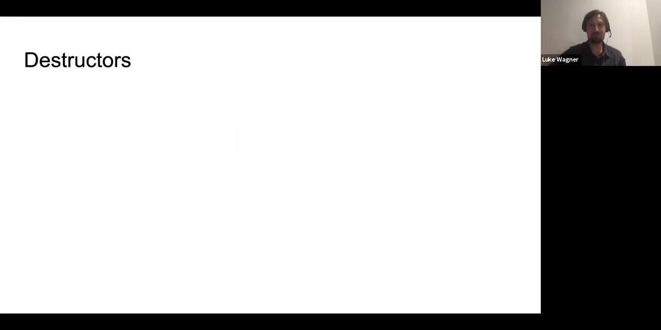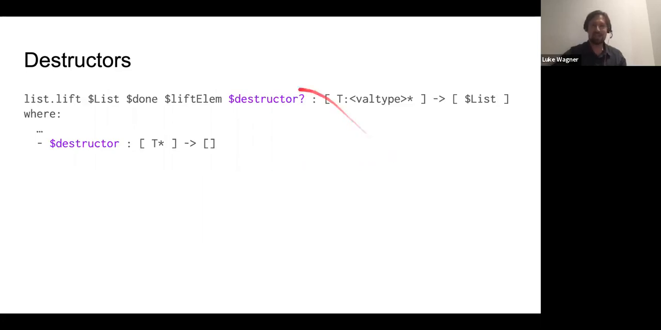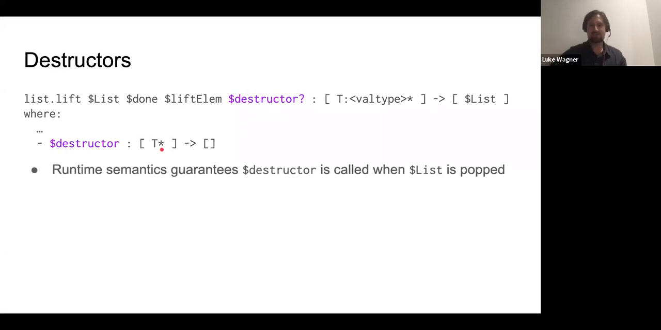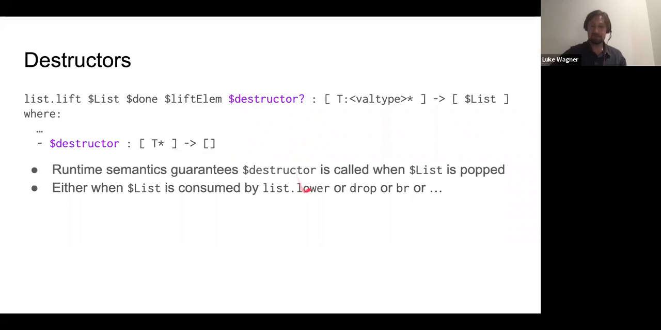To do that, we've extended the proposal with destructors. There's an extra optional function argument to list.lift called the destructor. It takes that initial T state, and the guarantee is that this destructor is called when the list is popped. Either when it's consumed by list.lower in the normal case, or if it's dropped, or if it's popped implicitly as part of some control flow that pops the stack. In all cases, the semantics of adapter functions will guarantee this destructor will be called.